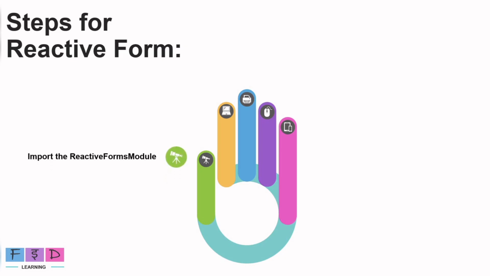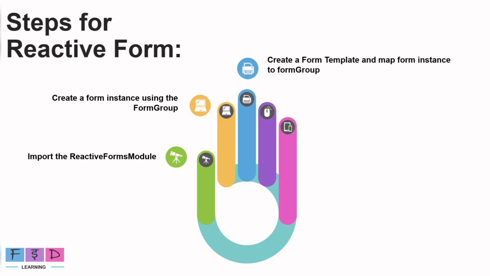To use reactive forms in Angular, first we need to import the reactive forms module, and this module provides all the necessary directives and constructs for building reactive forms in Angular. Second step is to create a form group instance, which can be done using either the form builder or the form group constructor. Third step is to create a form template in your component HTML file and map the form group instance to the form using the form group directive.